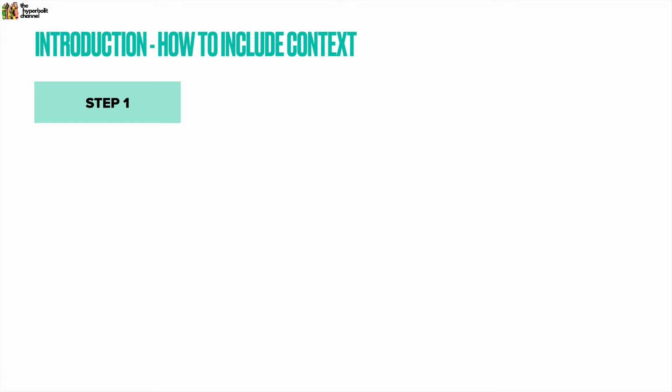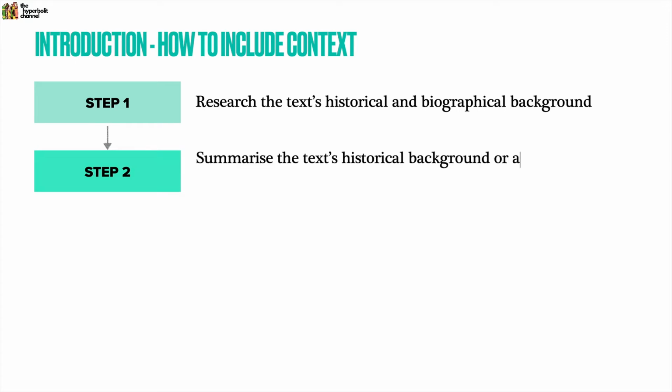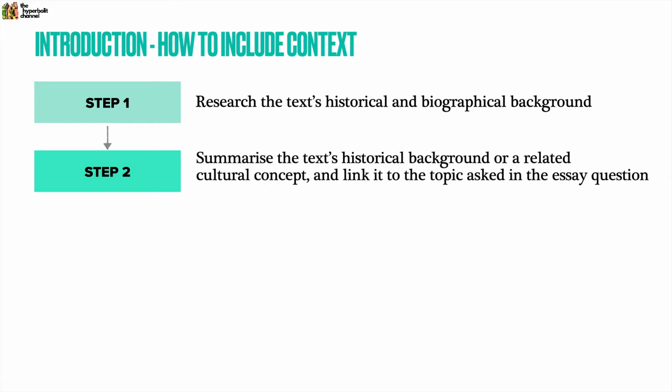The first step to doing this is to actually research the text's historical and biographical background. Of course, this should come in the preparation stage when you are revising for your text. And then step two is to summarize the text's historical background or a related cultural concept, and then link it to the topic that's asked in the essay question.